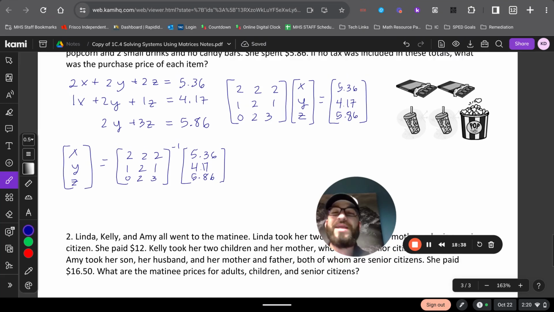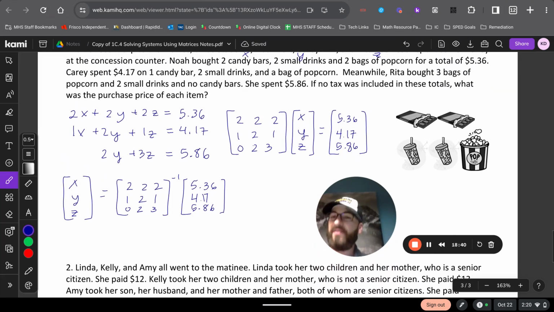Okay, so we did kind of the setup together. I want you to go ahead and practice typing this one in your calculator on your own, and then you can check your work with me here in a moment.